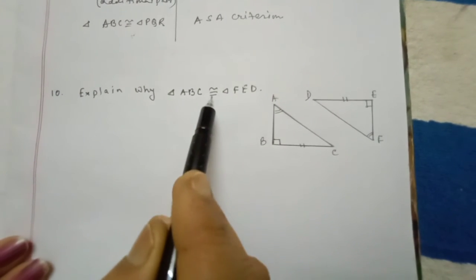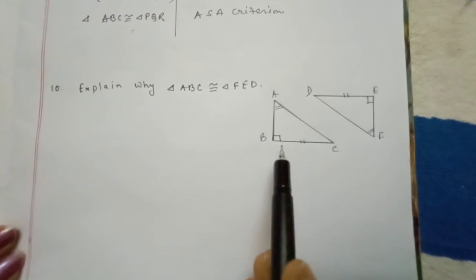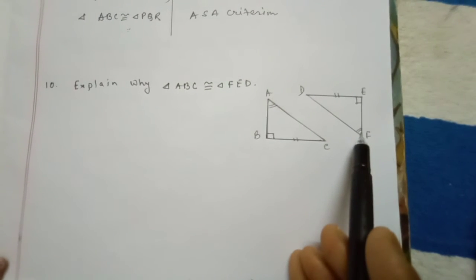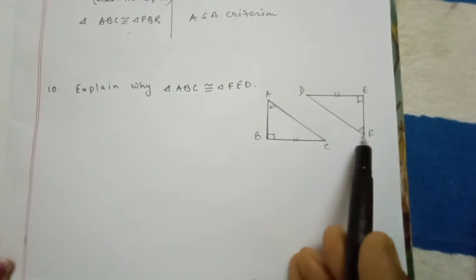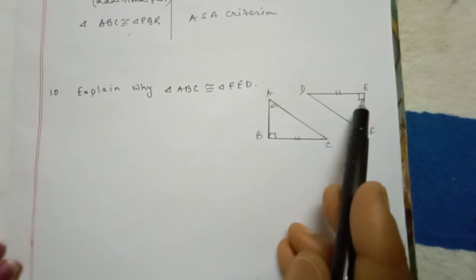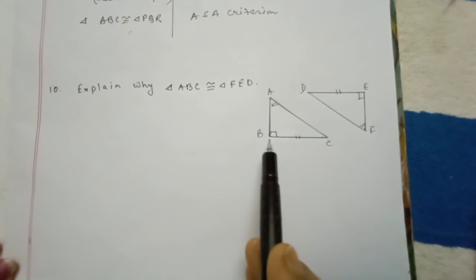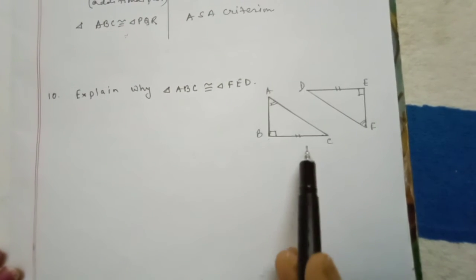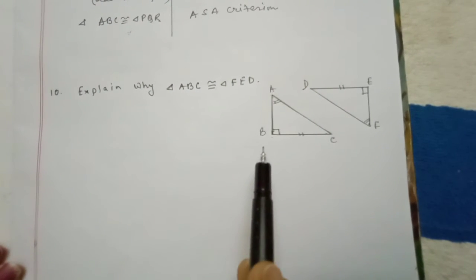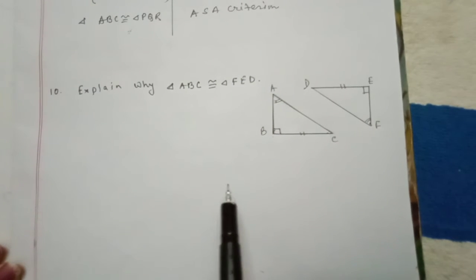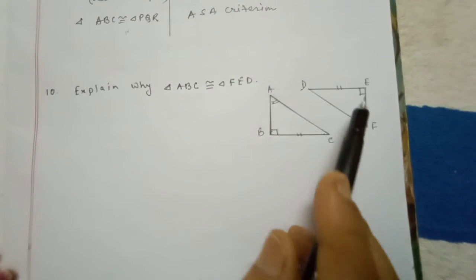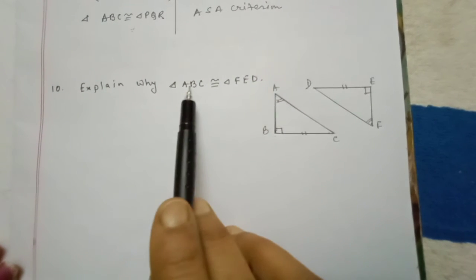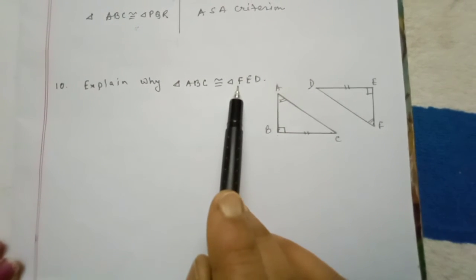Explain why triangle ABC is congruent to triangle FED. But what is given here? You see, in triangles ABC and DEF, angle A is equal to angle F and angle B is equal to angle E, given, and side BC is equal to side EF. This is not a congruence criterion. Side angle angle is not the criterion. Angle angle side is also not the criterion. So we have to use a congruence criterion by which we can show that the triangles are congruent.